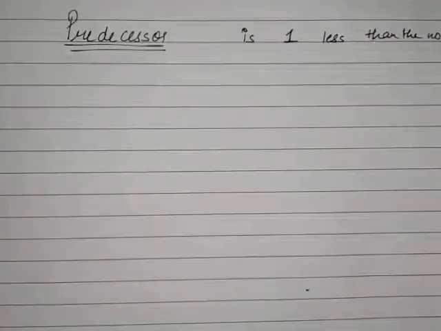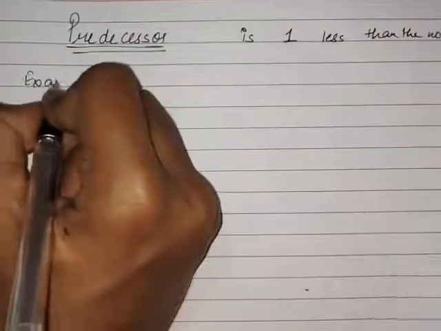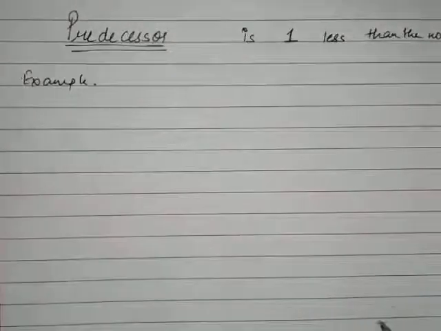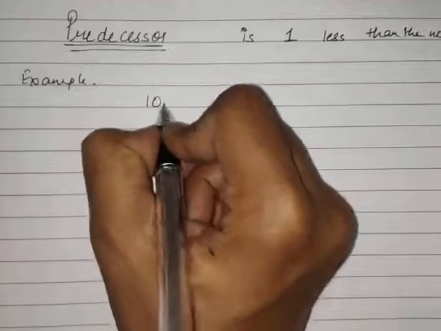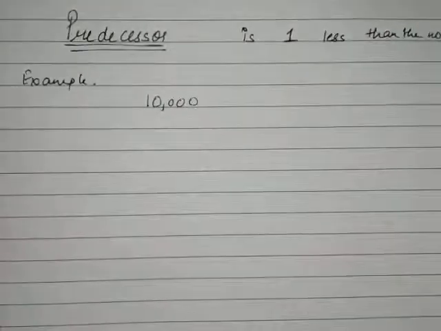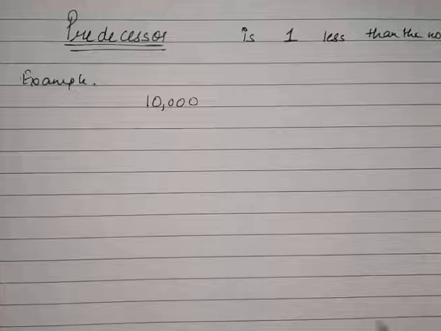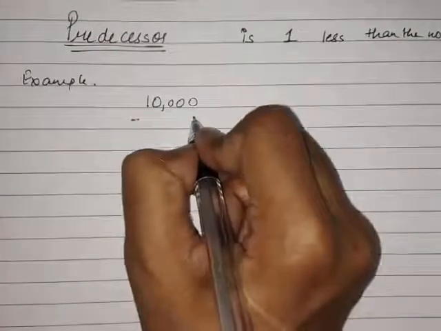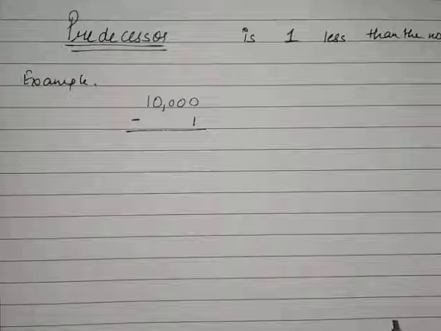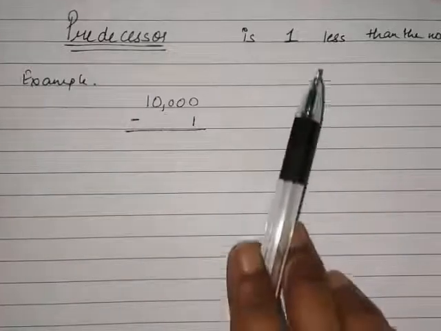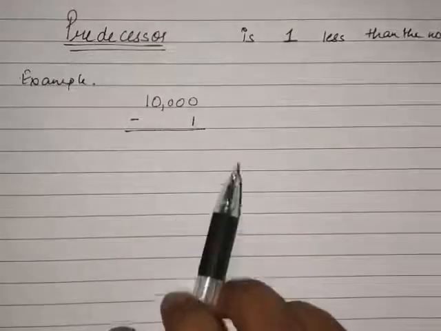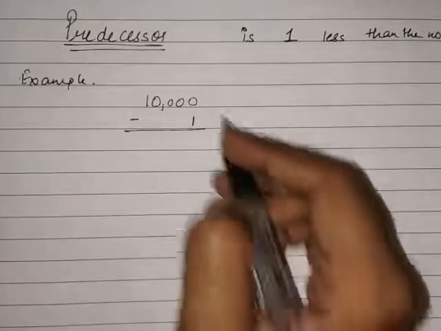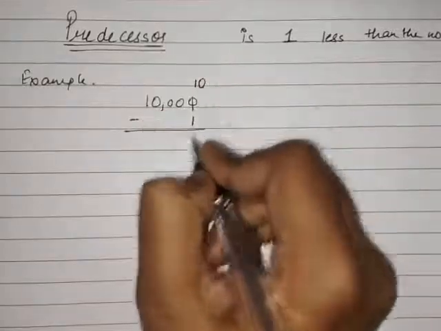Okay, now how can we find the predecessor of any number? See, there is an example. Suppose there is a number 10,000. Now, what is the predecessor of this number? How can we find it? By subtracting 1 from the given number. As predecessor is 1 less than the number, so by subtracting 1 from the given number, we will get the predecessor of any number.